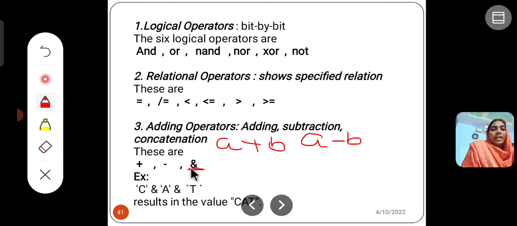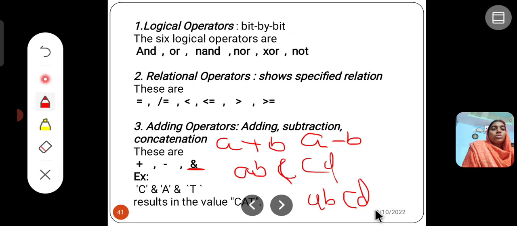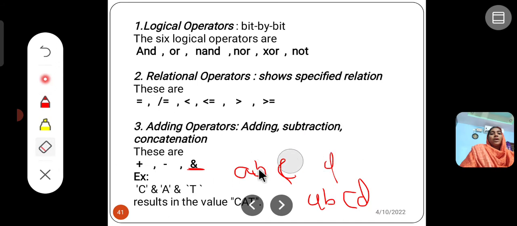And the third one is concatenation, which will join some characters. For example, C and A and T, the result of this is CAT. If AB concatenated with CD, it is equal to ABCD. So using concatenation we can join 2 strings. This is an example: AB concatenate CD is equivalent to ABCD. So these are the 3 different types of adding operators we have in VHDL.